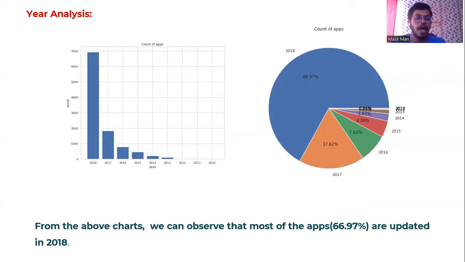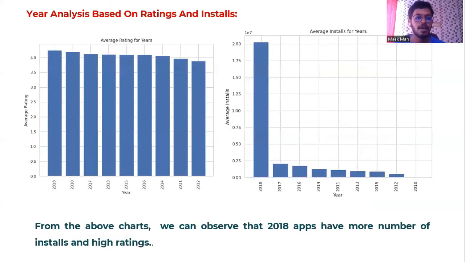I did the analysis based on the year. If you see, most of the apps were updated in 2018, followed by 2017, and the least are in 2010. And year analysis based on ratings and installs. We can observe that the 2018 apps have more installs and also more ratings.